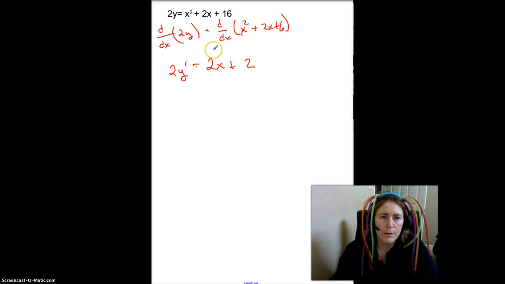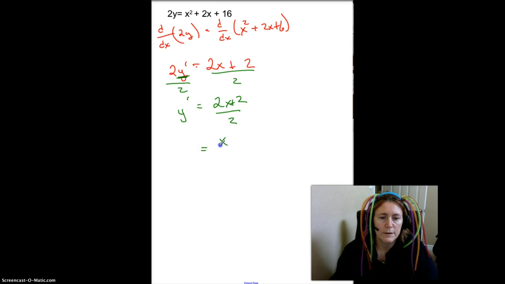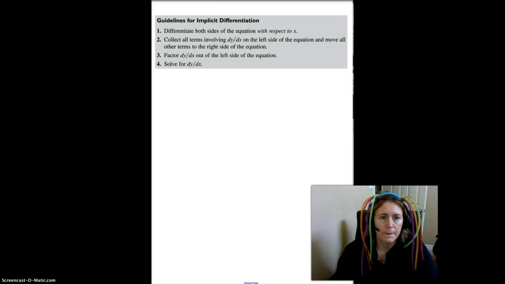So I have just taken the derivative with respect to x of the entire equation. And now I'm going to gather all my y primes. I only have one y prime. It's kind of a boring problem. I don't like this one so much. I'm going to isolate that y prime by dividing both sides by 2. So y prime is 2x plus 2 divided by 2. I know I'm being picky on the steps here. So this is just x plus 1. That's not so hard, but it could be much worse.